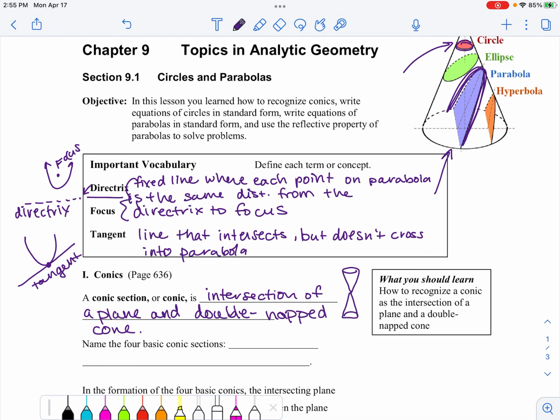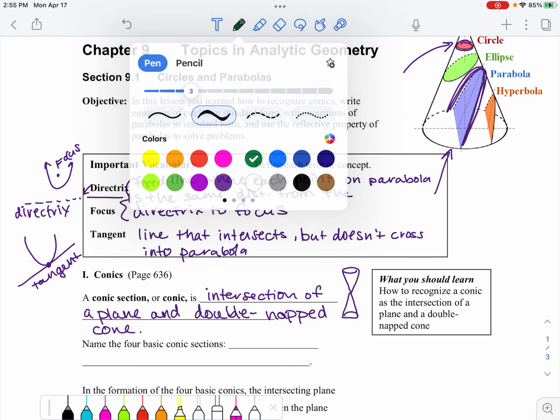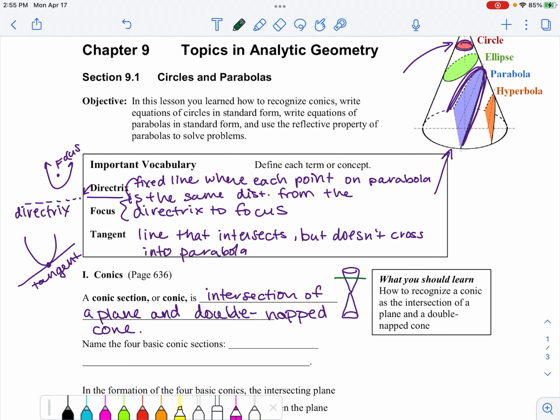Okay, so they have different conic sections, so I could cut it like this to make a circle. I could cut it like this to make an ellipse. I could cut it, one of them like this through the base to make a parabola, but I could also cut it like this through both pieces to make a hyperbola.